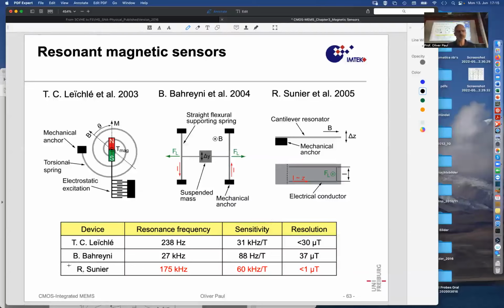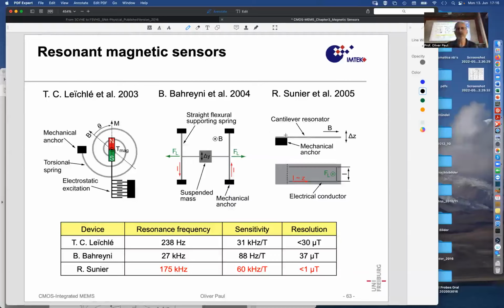And then there is this third example on the right by Robert Sunier. That's a name from the French-speaking part of Switzerland. And he also worked at ETH Zurich in the group of Professor Baltes. And he conceived a CMOS-compatible magnetic resonant sensor, where you can imagine a cantilever that can vibrate out of the plane.